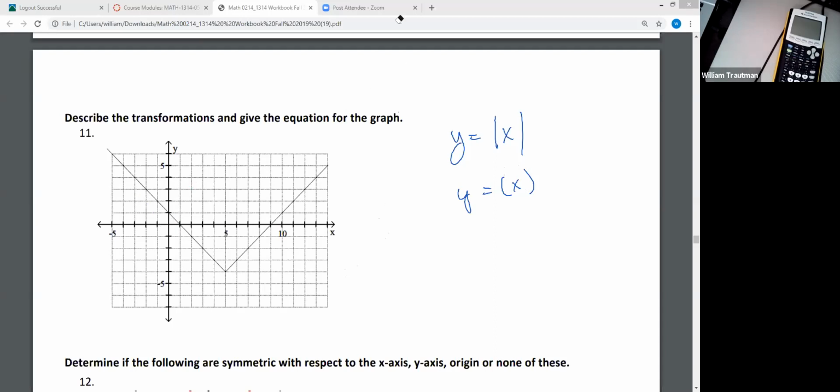See if anybody can type in what this transformation should be, what the equation should equal.